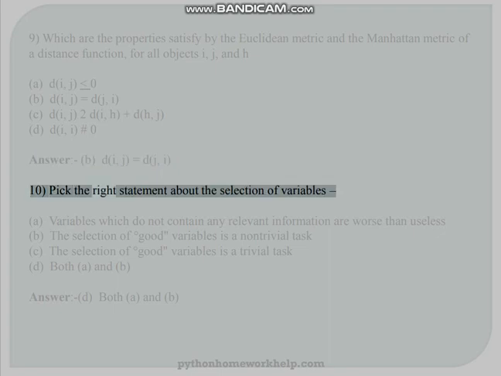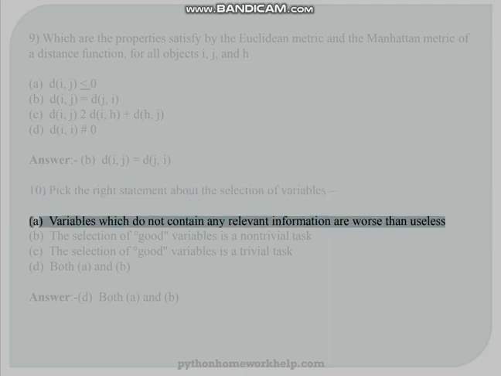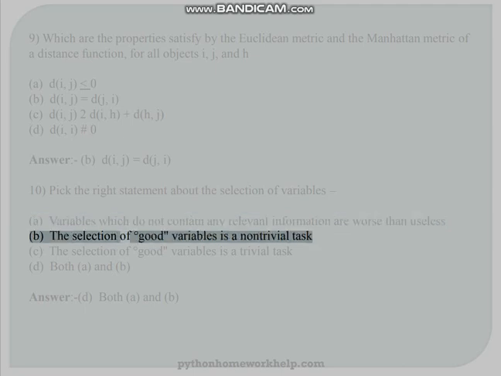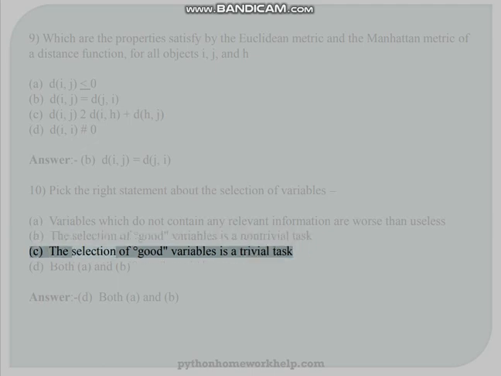10. Pick the right statement about the selection of variables. A. Variables which do not contain any relevant information are worse than useless. B. The selection of good variables is a non-trivial task. C. The selection of good variables is a trivial task. D. Both A and B. Answer: D. Both A and B.